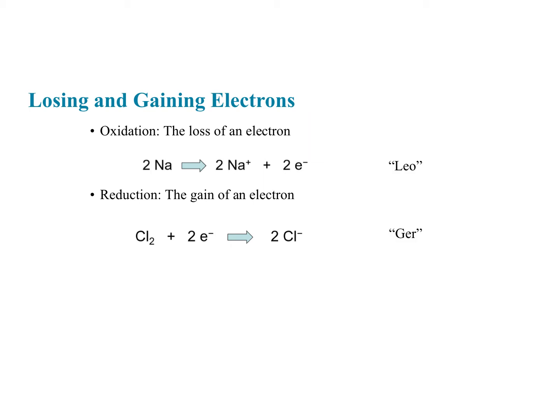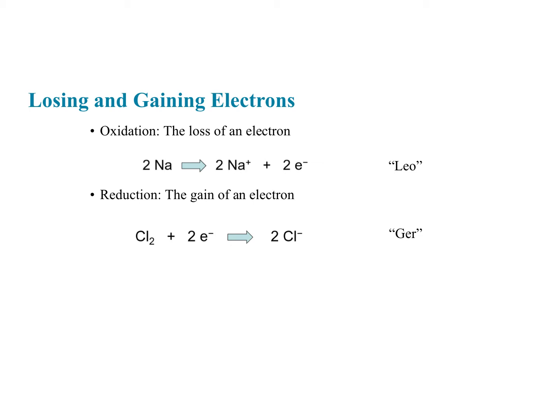Now, to remember that an oxidation is a loss and a reduction is a gain, we have this acronym here: Leo the lion goes grrr. I don't think that really is what a lion sounds like, but we'll just go with that for our mnemonic to help us remember that. So Leo, loss of electron, is oxidation. And then grrr, gain of electron, is a reduction. So Leo goes grrr. That'll help you maybe remember which is which.